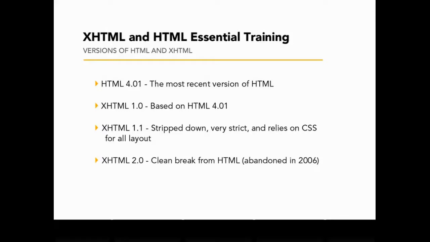XHTML 2.0 began in 2002 and was actively in development until 2006. As of this recording, it's been pretty much abandoned. XHTML 2.0 was designed to be a clean break from HTML with no requirement for backward compatibility. This never worked very well. The browser companies weren't really very interested in it, so it has substantially failed.